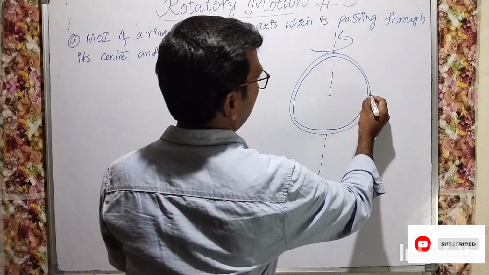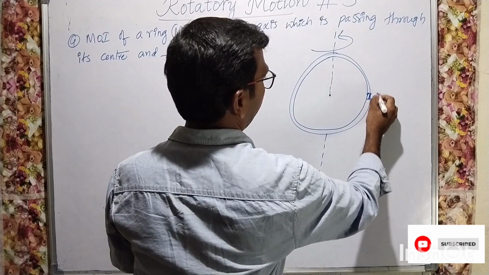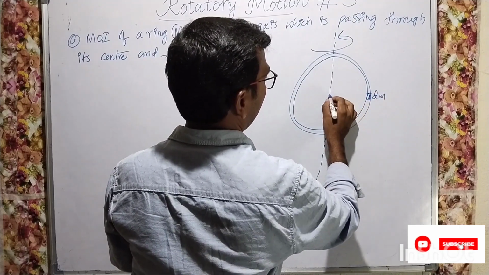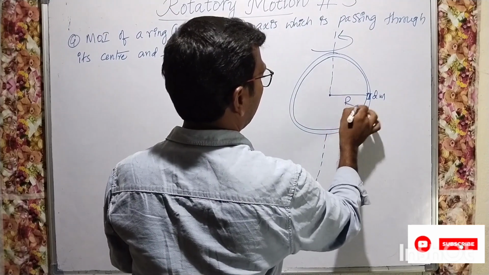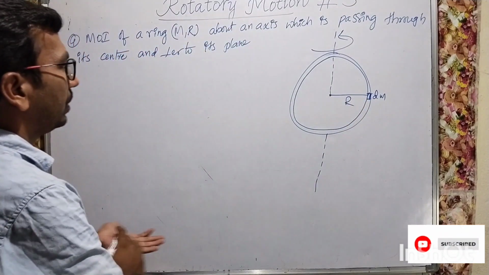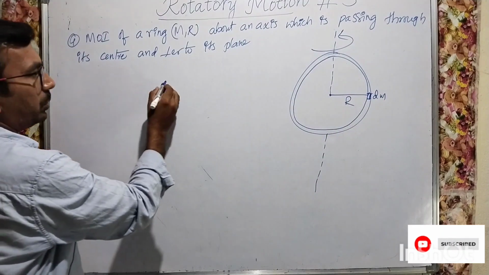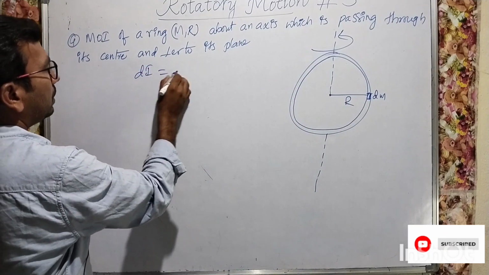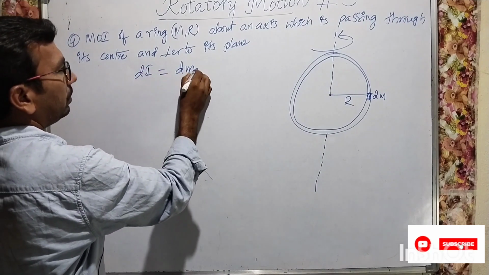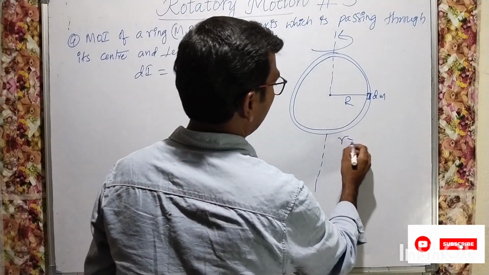So you can consider a small element, that is dm, at distance r from the center, the radius of the ring is r. So here consider a small element. What is the moment of inertia for continuous bodies? dI is equal to dm r square. So here r is equal to capital R.